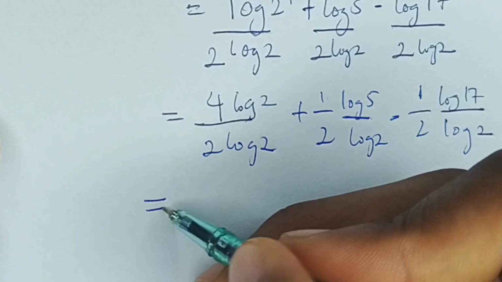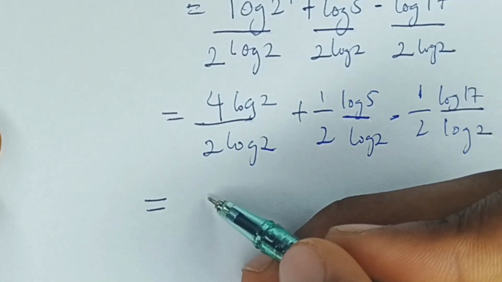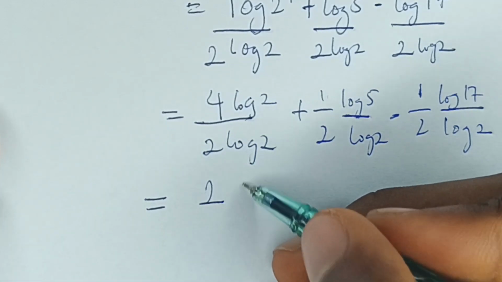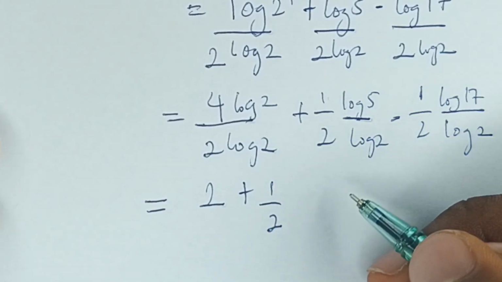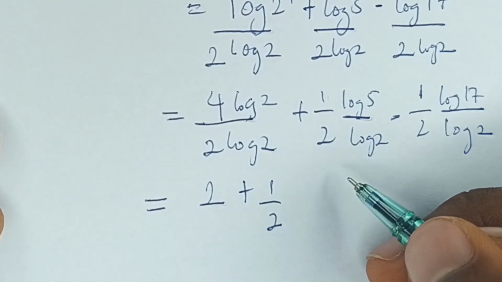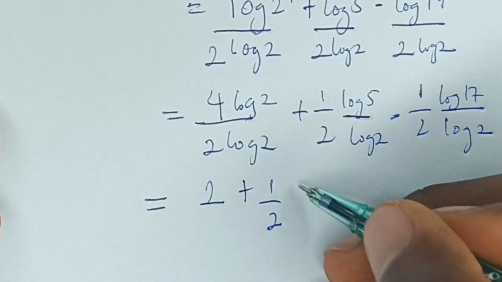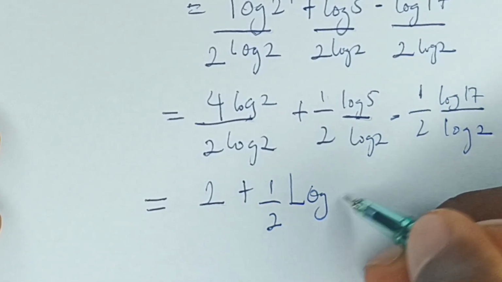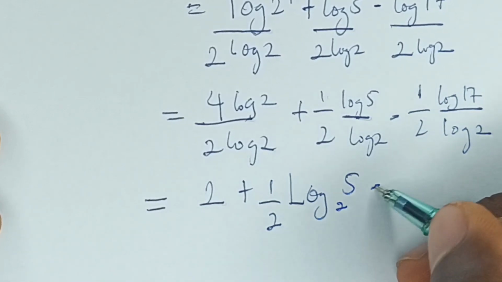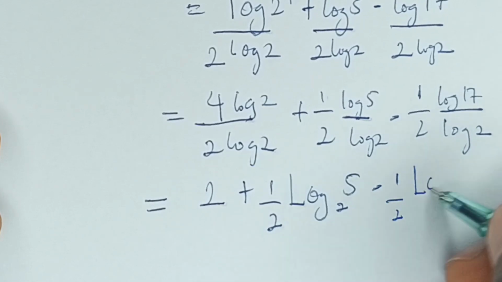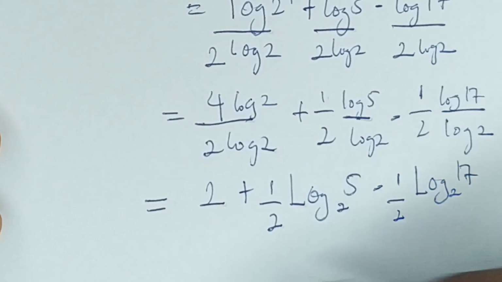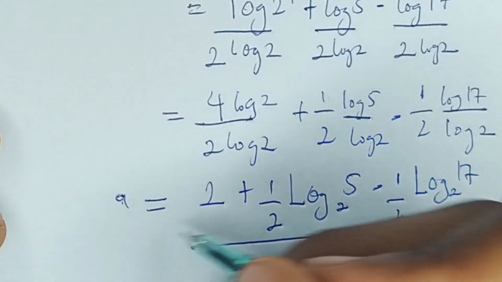Okay, and this is equal to, so log of 2 strikes out to give us 2 left here, plus half times, now log of 5 over log of 2 can be written as log of 5 in base 2. So we can have this as log of 5 in base 2 minus, the same thing applies here, half times log of 17 in base 2, and this is equal to a.